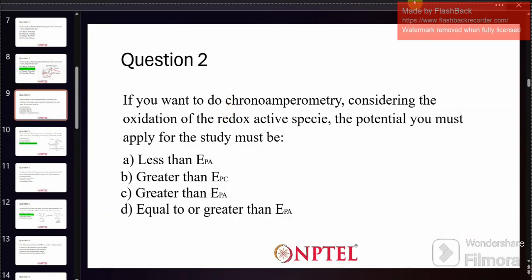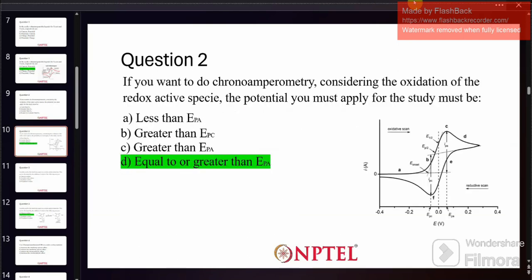The second question is, if you want to do chronoamperometry, considering the oxidation of redox active species, the potential you must apply must be. EPA and EPC here stand for the peak potential at the anode and cathode. In chronoamperometry, you apply square waves and then you measure the current with respect to time, so that the value will be equal to or greater than EPA. The voltage you apply should be equal to or greater than the anodic voltage, then only you will get results in chronoamperometry.